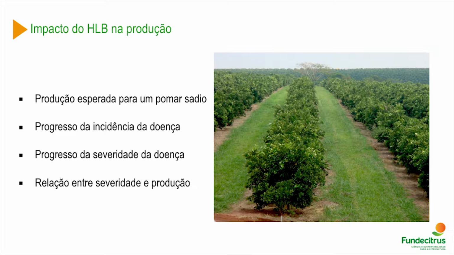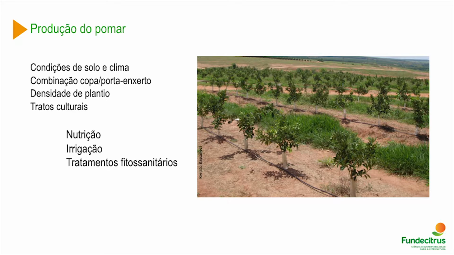So for us to assess the impact of HLB in production, basically this impact and the speed it happens within the grove will depend on 4 factors. First, yield of the grove. Second, the progress of the incidence of diseased plants, that is, the amount of diseased plants along time in your grove. Third, the progress of the disease severity in the plant, how the canopy is being taken by symptoms of the disease. And fourth, the relationship between severity and production, that is, production loss or fruit drop.